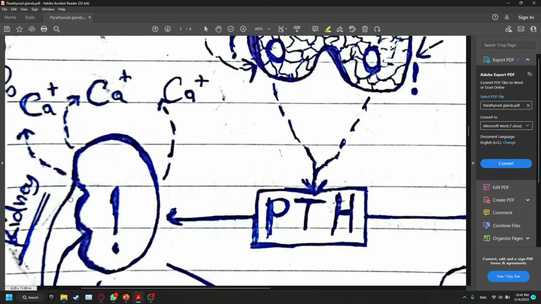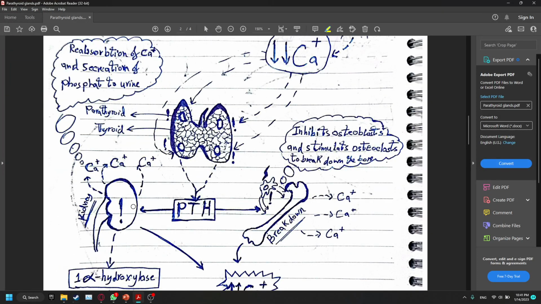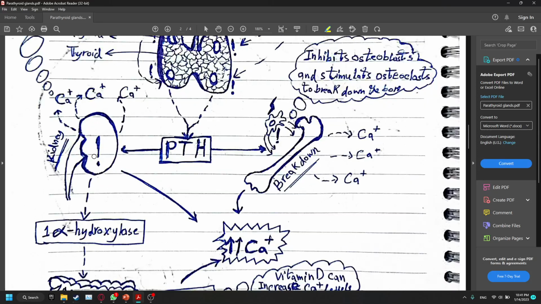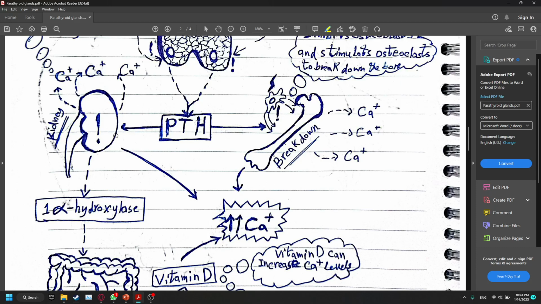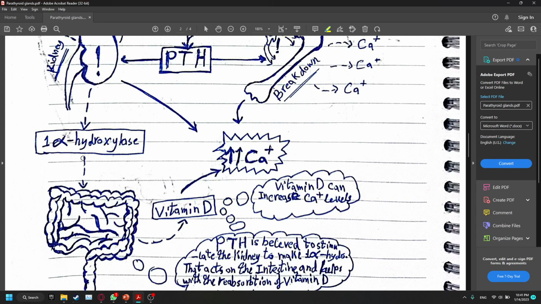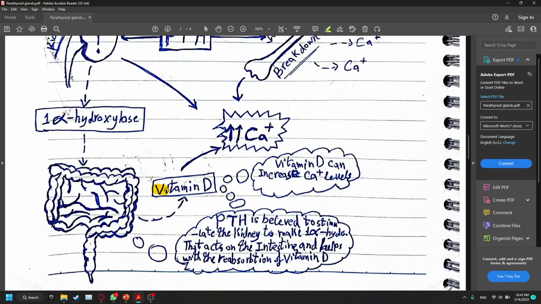What it also does is it works as a hormone that stimulates the reabsorption of calcium into the blood, and secretes phosphate in trade for that action. But it's also believed that it helps the kidney to stimulate alpha 1 hydroxylase, which is important for the reabsorption of vitamin D in the blood.